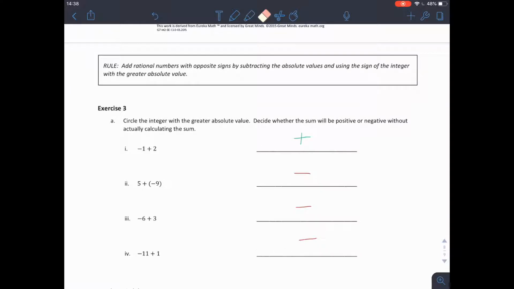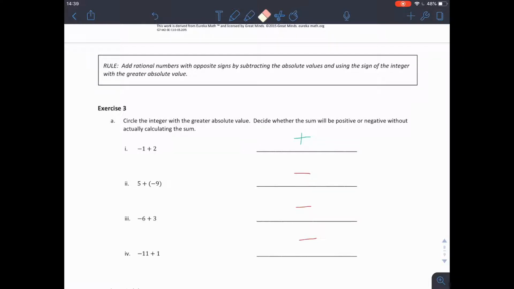So when our positive number was greater, like in letter I, we would have a positive answer. In all the rest of our problems, our negative number had the greatest absolute value. It was the farthest number from 0. So the rest of these would all have negative answers.